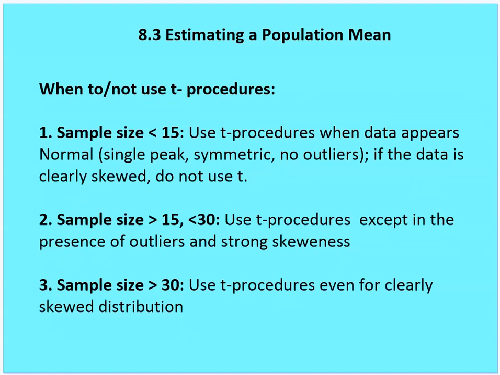The first is when the sample size is less than 15. We're going to use t-procedures when the data appears normal: single peak, symmetric, no outliers. If the data is clearly skewed, we're not going to use the t-procedures. If the sample size is between 15 and 30, we can use the t-procedures except in the presence of outliers or strong skewness.